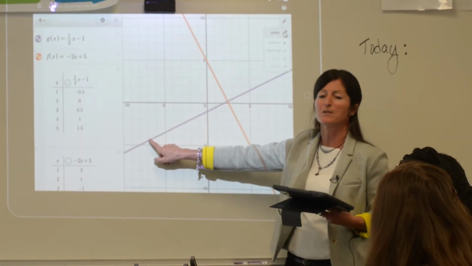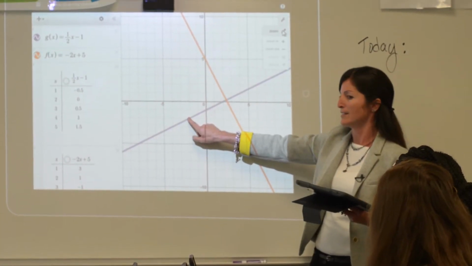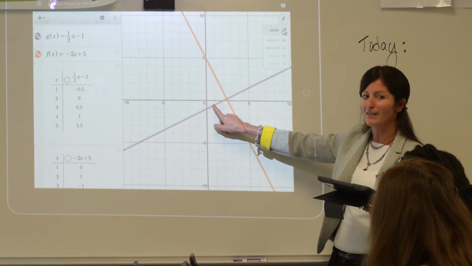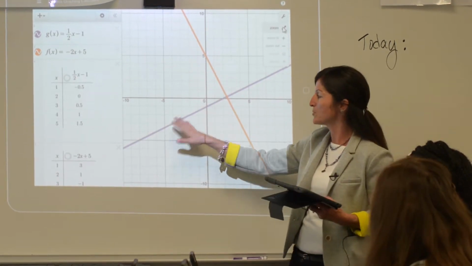Is this a good approximation? No. Is this? No. Is this? Yeah. Am I getting better? Am I getting warmer? Yeah. So what we're going to do is we're going to zero in on specific x values.